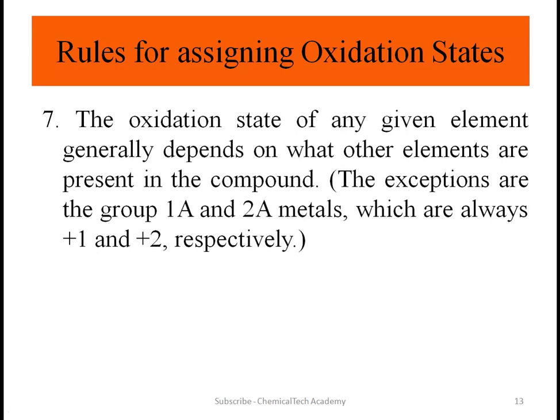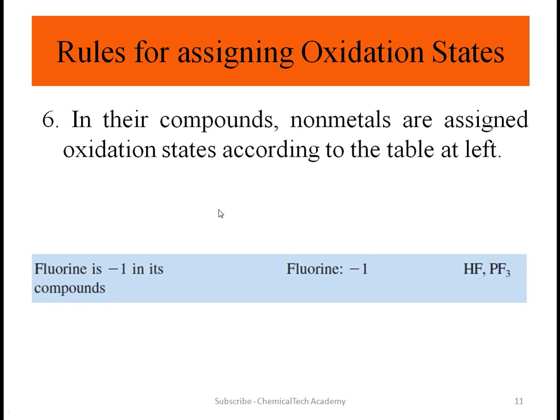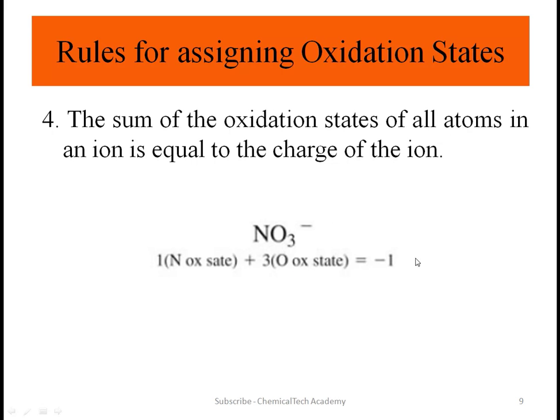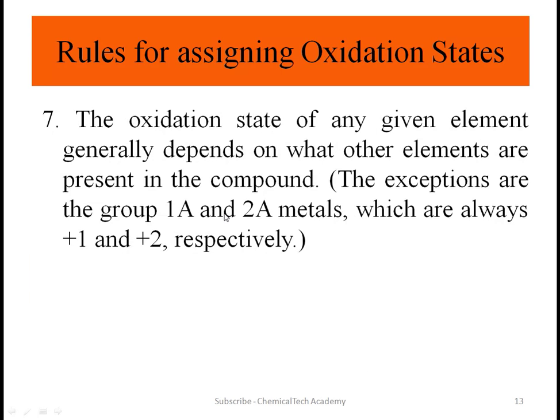Number 7: the oxidation state of any given element generally depends on what other elements are present in the compound. The exceptions are the group 1A and 2A metals, which are always +1 and +2. Rule 7 is very, very important, so I'm going to read it again: the oxidation state of any given element generally depends on what other elements are present in the compound. This rule is usually combined with rules 3 and 4. When we have a neutral molecule, the sum has to be 0, and when we have an ion, it has to equal the charge of the ion. Okay, that's the end of this video.